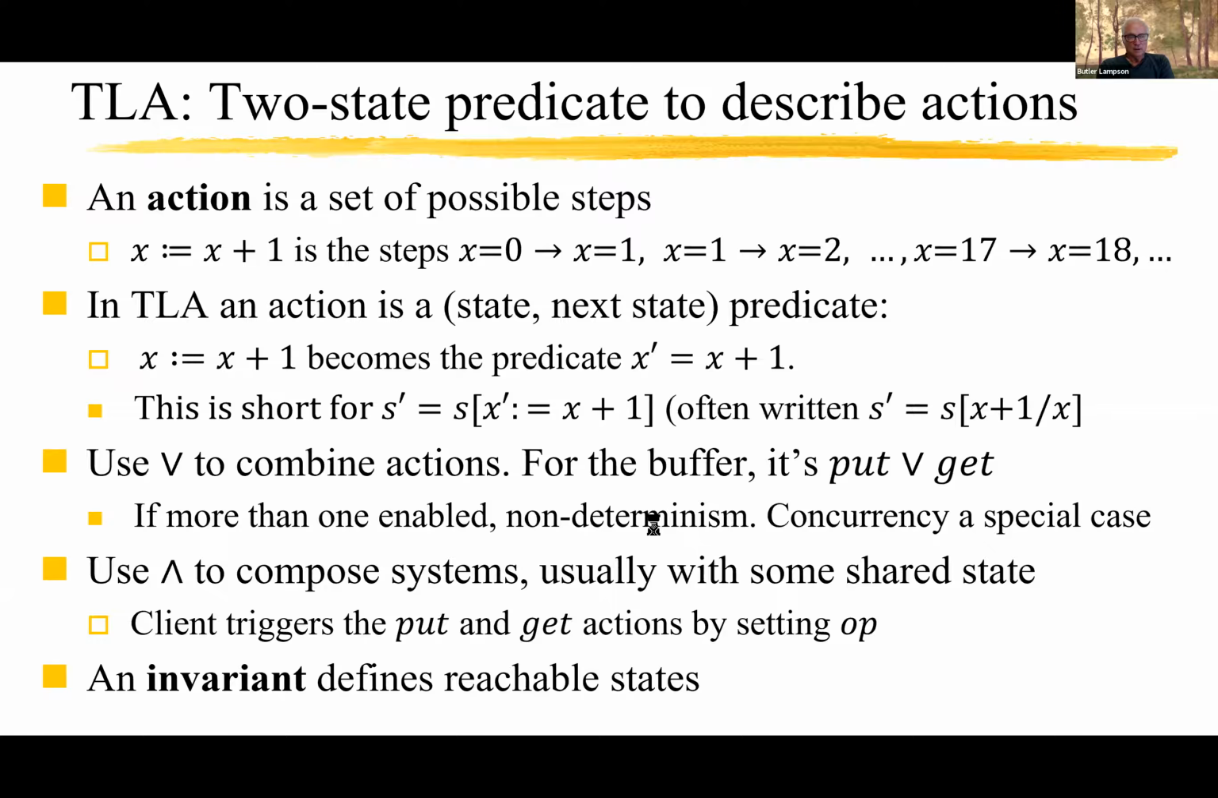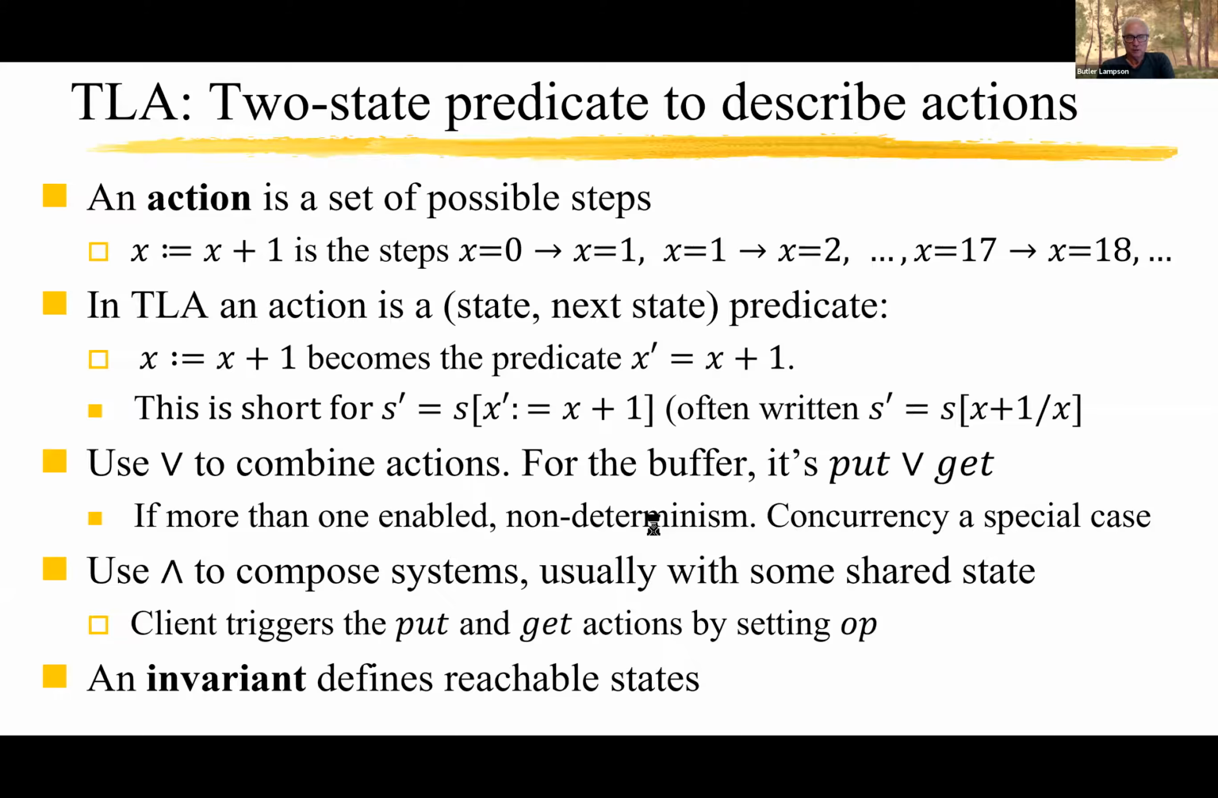So if we want to write that out in more explicit detail, we'd say this is short for the new state is the same as the old state, except that the value of the variable x prime is x plus 1. If you have several actions, for example, the put and get actions of the buffer, then you use OR to combine them. That says the system can either do the put action or it can do the get action.